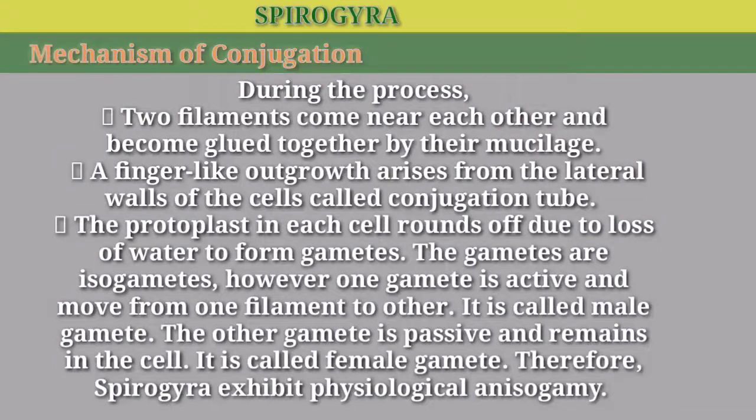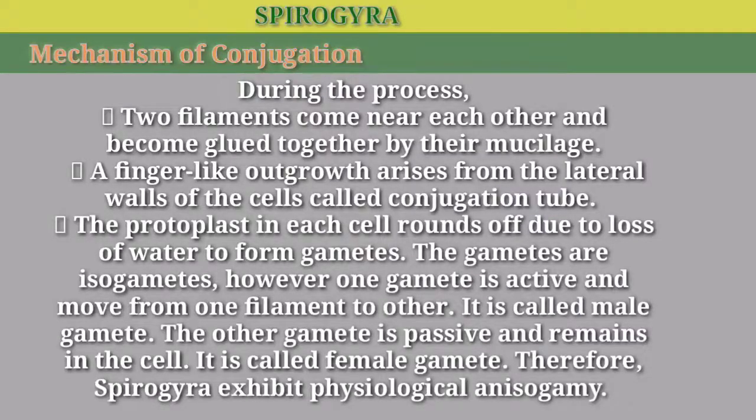Mechanism of conjugation. During the process, two filaments come near each other and become glued together by their mucilage. A finger-like outgrowth arises from the lateral walls of the cells called conjugation tube. The protoplast in each cell rounds off due to loss of water to form gametes. The gametes are isogametes, however one gamete is active and moves from one filament to the other. It is called male gamete.